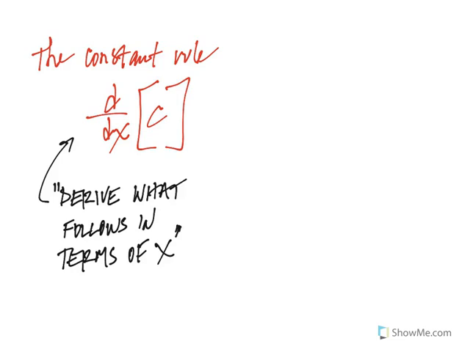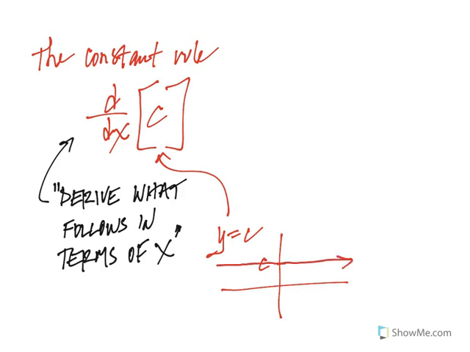Now remember, this is the function that we are deriving here, so it is y equals c, and if c is just a constant, you just have a horizontal line at some y value c. It comes through there like that, and as you can see, no matter where you're at on that line, the slope of that line is always 0. So when deriving a constant, you always get 0.